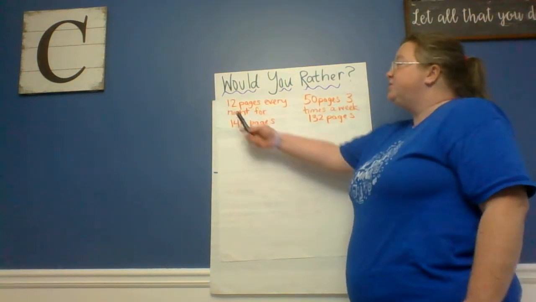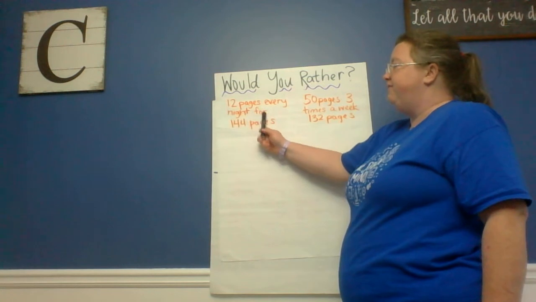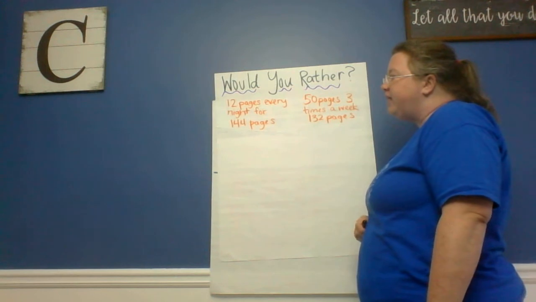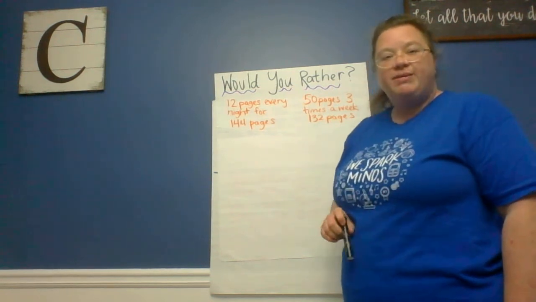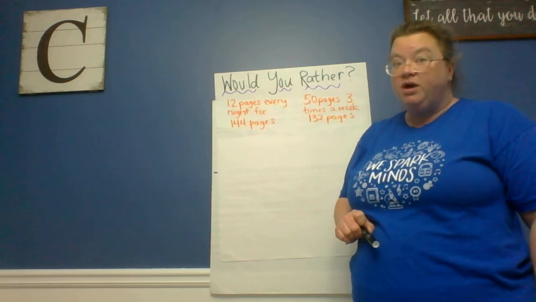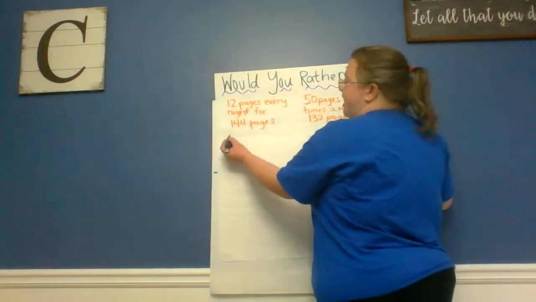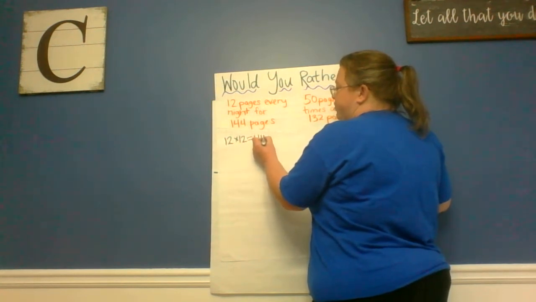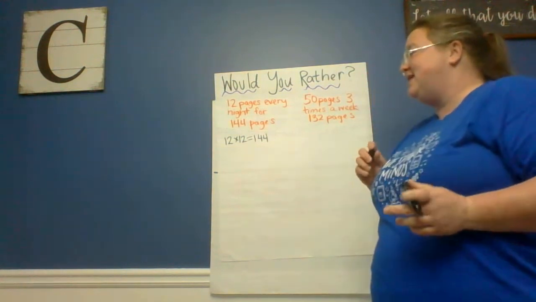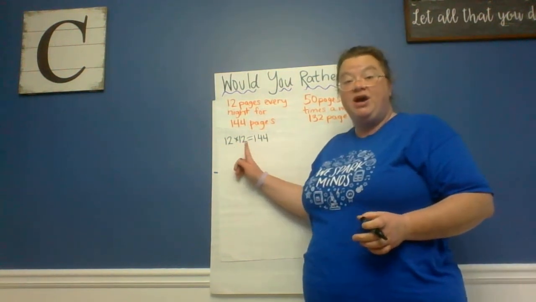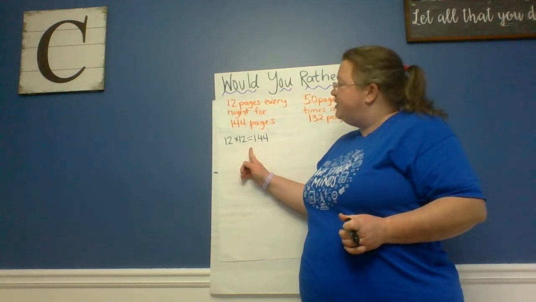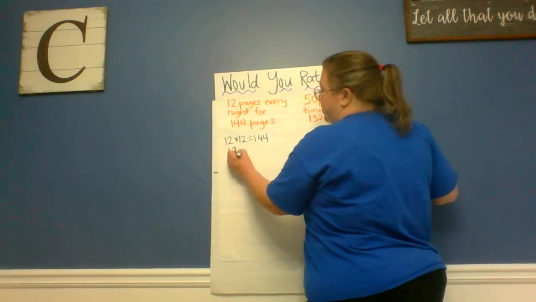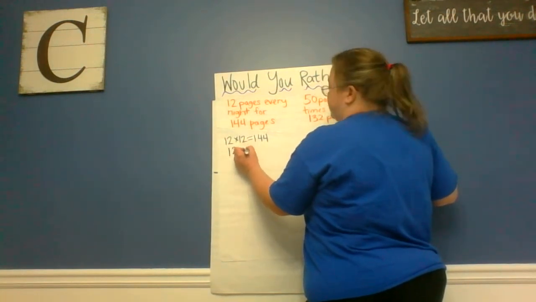If I read 12 pages every night for 144 pages, I'm going to think about those numbers for a minute. Does anybody notice a connection already between the number 12 and 144? Hopefully you remember that 12 times 12 equals 144. So if I read 12 pages a night and my book had 144 pages, I would do that for 12 nights. So I would finish my book in 12 days.